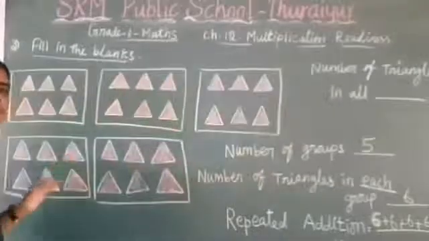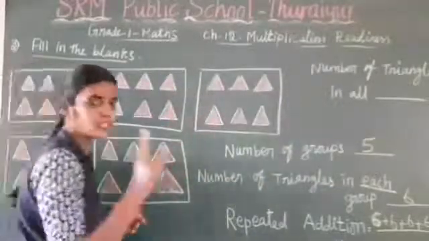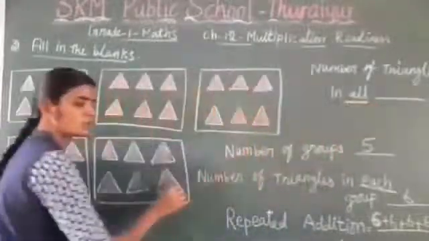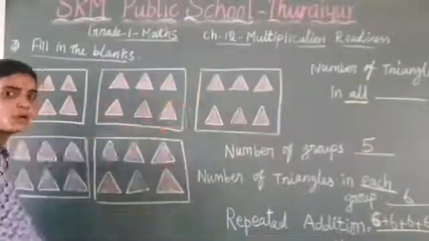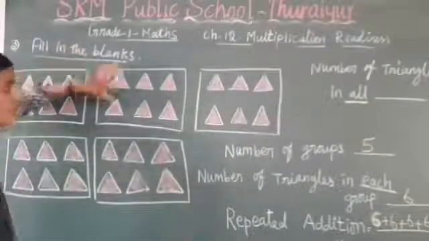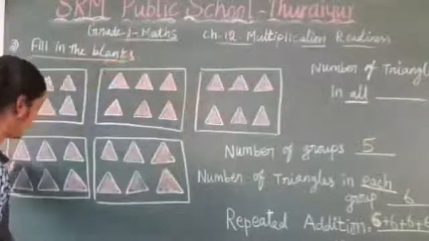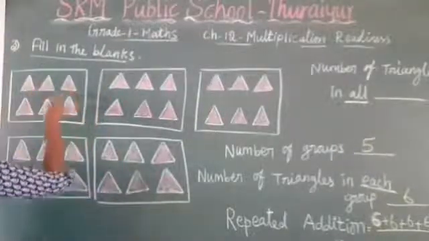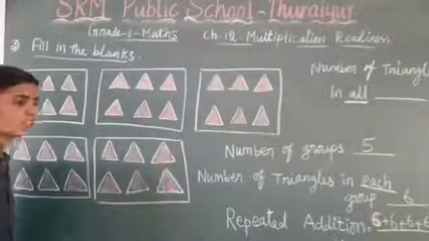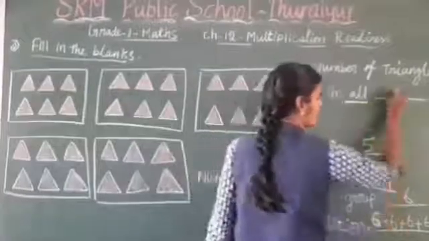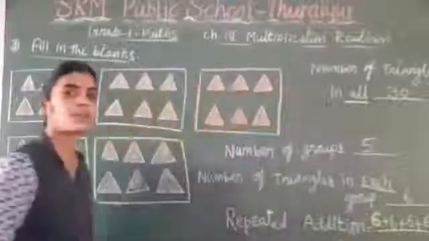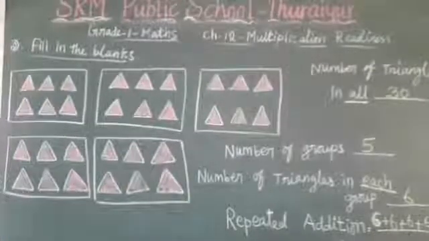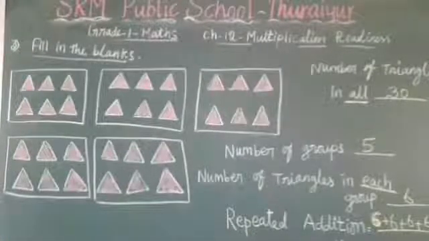all. Number of triangles in all. Each means in one group. Each means in one group how many? In all, this word is coming, it means you have to count altogether. How many in all? Clear? So 6, 6 plus 6 is 12, 12 plus 6 is 18, 18 plus 6 is 24, 24 plus 6 is 30. Otherwise you have to count one by one and write the answer. So 5 times 6, 5 sixes are 30. So number of triangles in all, how many? 30 triangles. Clear?